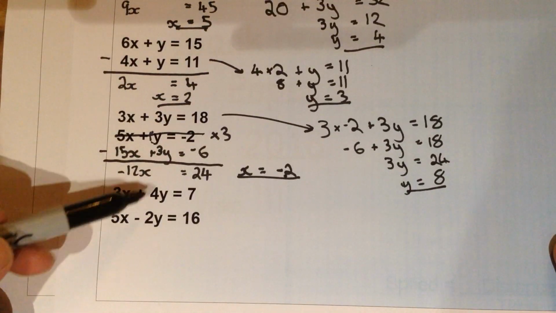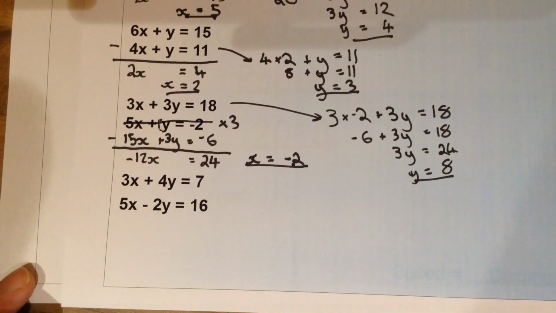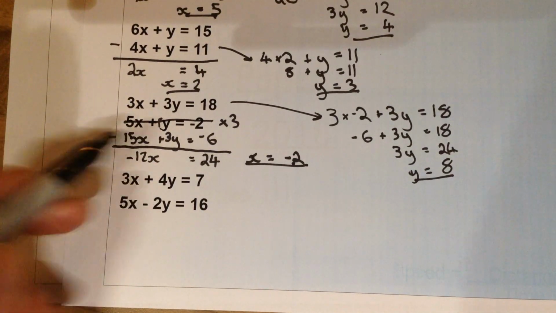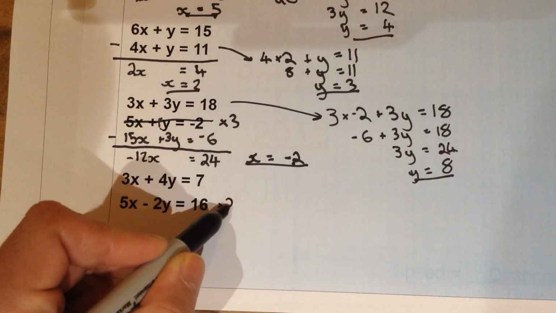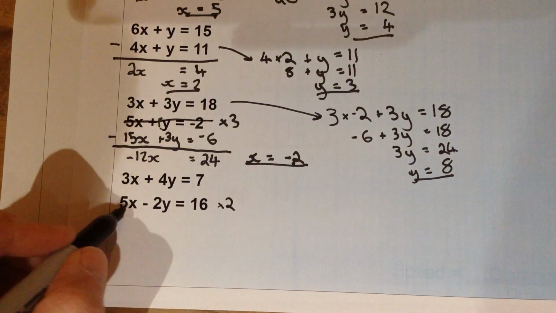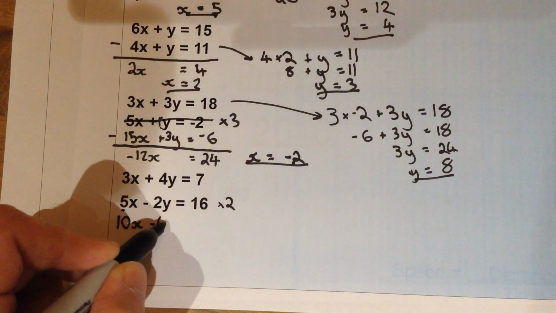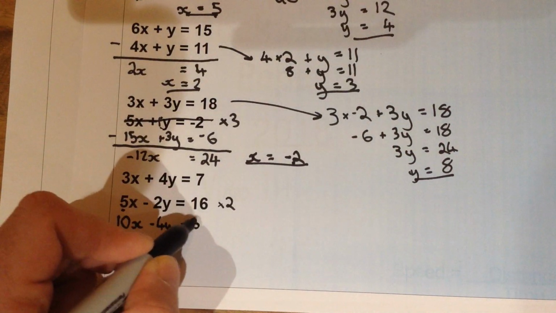Again, the letter y is not the same in both of these. So in order to make both of these exactly the same, the easiest way I can see is to times this bottom one by 2. That would mean that the bottom equation became 10x minus 4y equals 32.